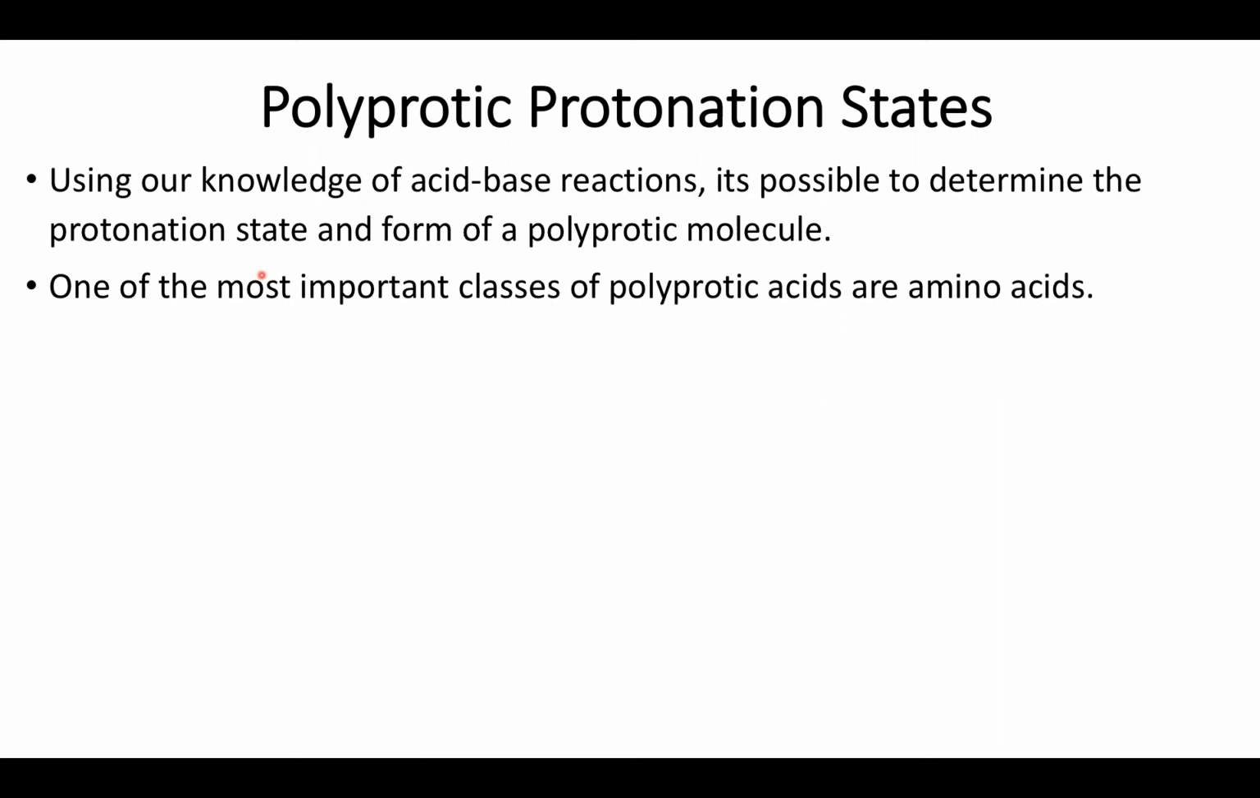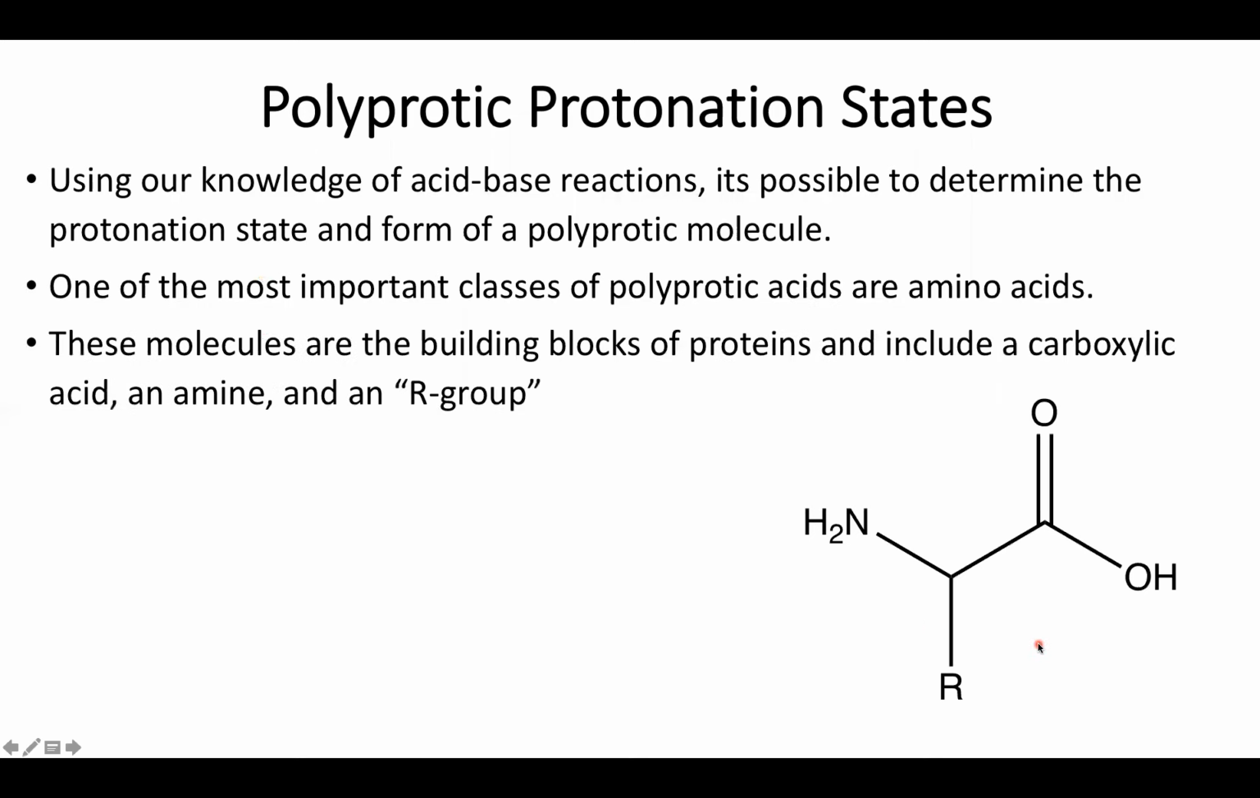These are the building blocks of proteins. There are 20 amino acids, and when you combine these together, you can end up making big, long chains that form the proteins that do everything involved in life. The basic structure of an amino acid includes three major groups. The first of which is this carboxylic acid, the second of which is this amine, and the third of which is an R group.